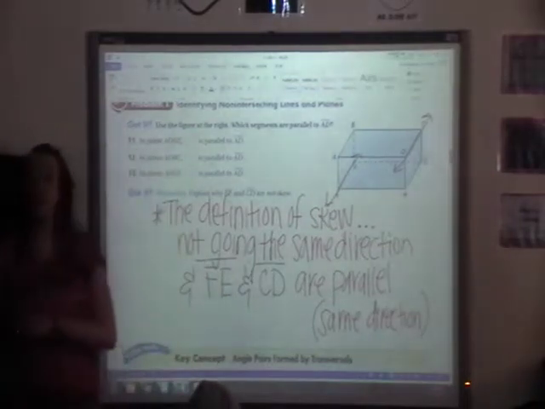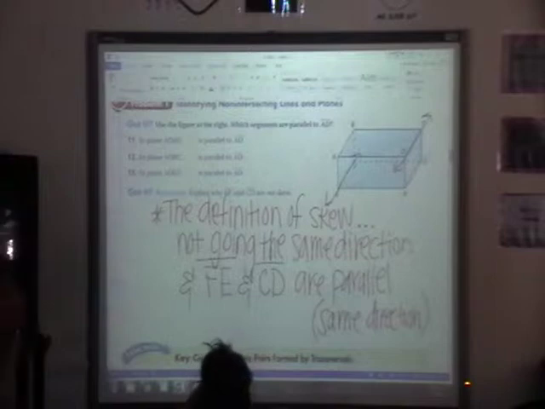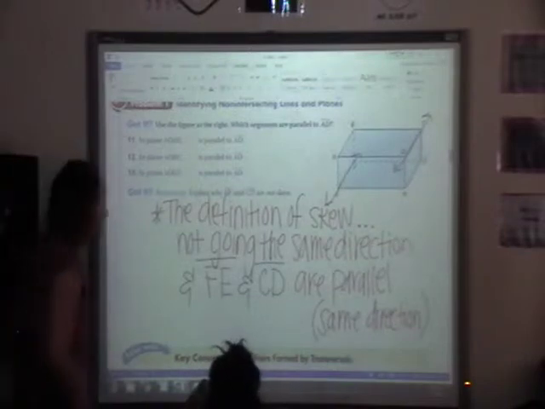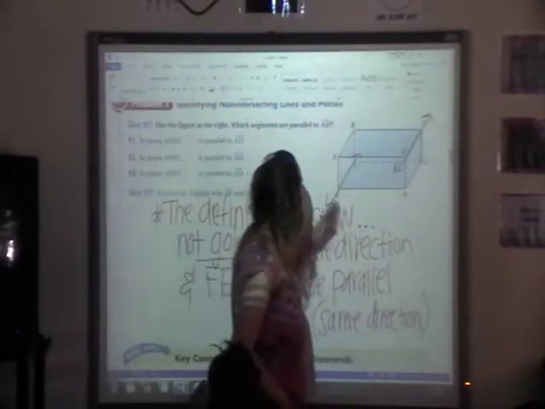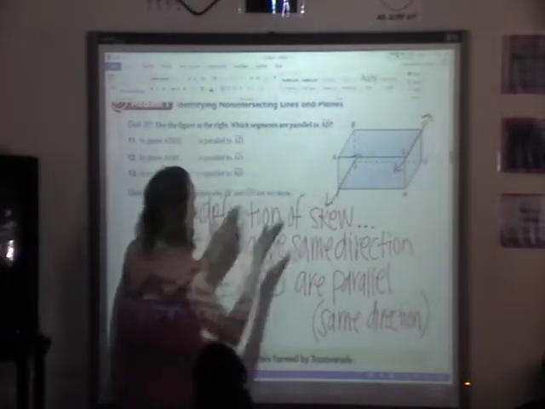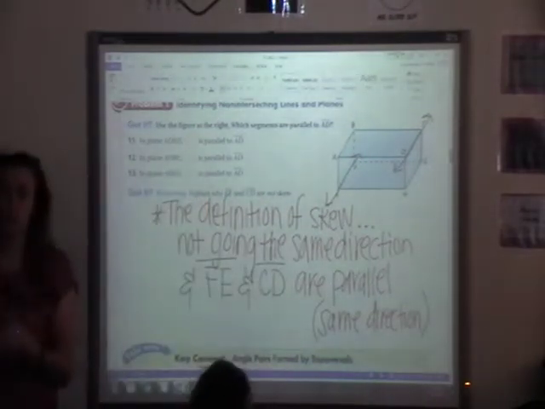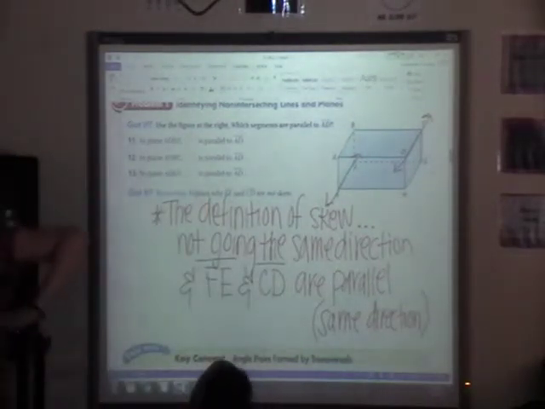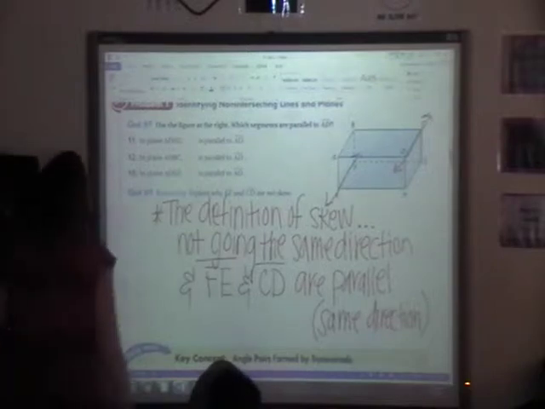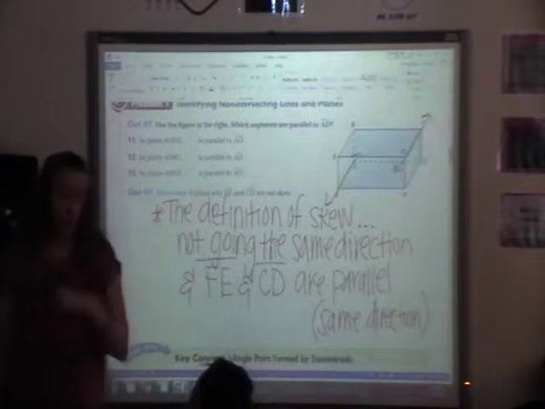The definition of skew tells us they will not go the same direction, they will go opposite directions. So when we created our lines EF and CB, they both were going, whatever you want to call it, this way, a positive slope. That's the same direction. That is not what the definition of skew says. You gotta go opposite. You gotta be weirdos. So they're not being weirdos. That means that F and E and C and D are parallel.